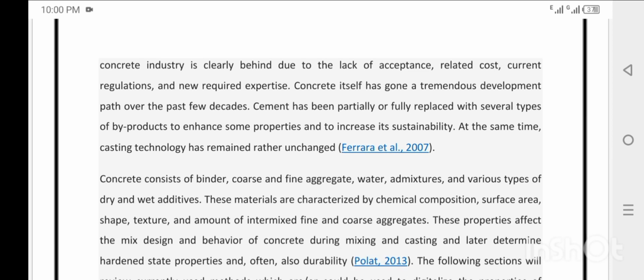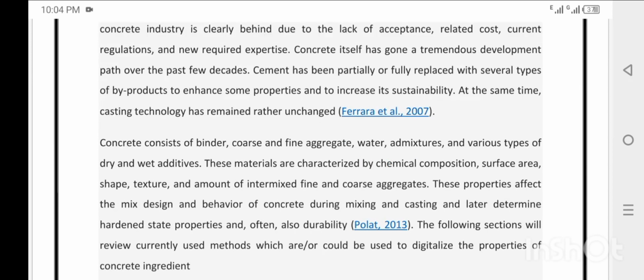Concrete consists of binder and fine aggregate, water, and other mixtures, and wet adhesives. These materials are characterized by chemical composition, surface area, texture, and amount of intermixed fine and coarse aggregates. These properties affect the mix design and behavior of concrete during mixing and casting, and later determine hardened state properties and often also durability.